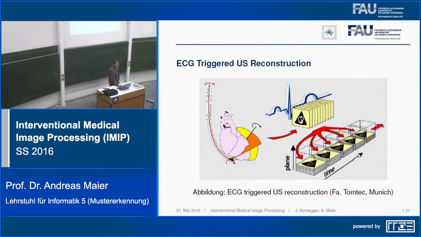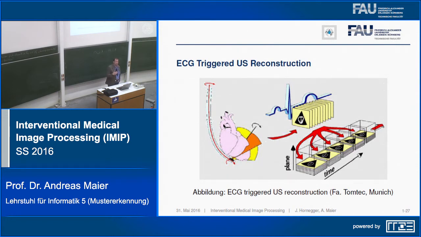And what you can do now is, since you have a synchronous ECG, you can order those slices into relative time. So you say the beginning of the ECG signal is 0% and the end here is 100%. And then you order them from 0 to 100% and you build stacks of slices. And then you can virtually freeze a 3D image of the heart. And you can also create a 3D movie then by playing back the different stacks at the same time.